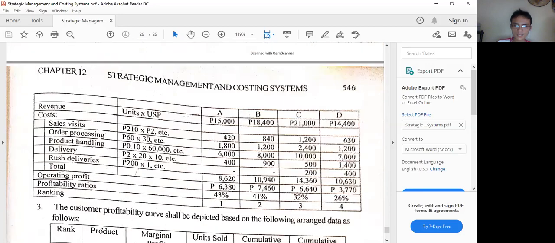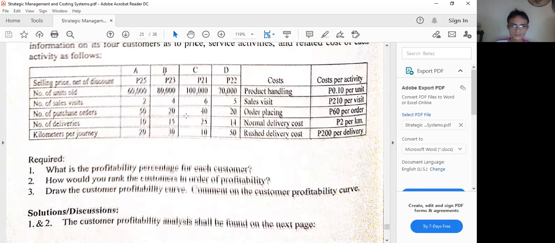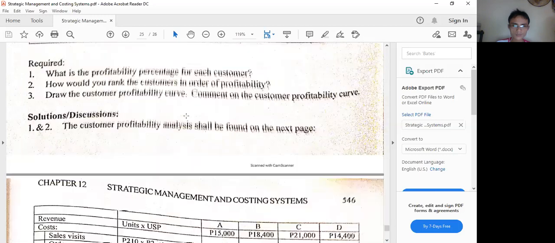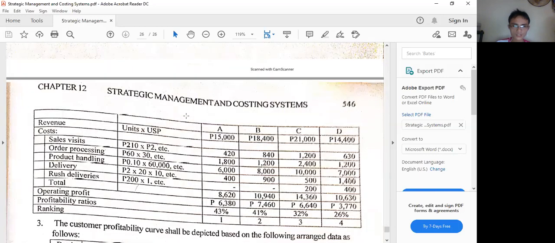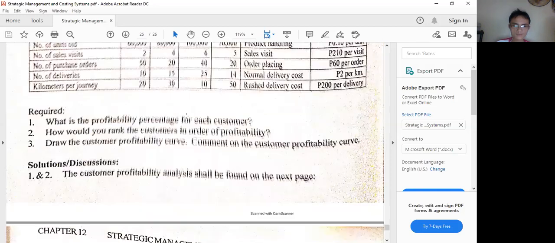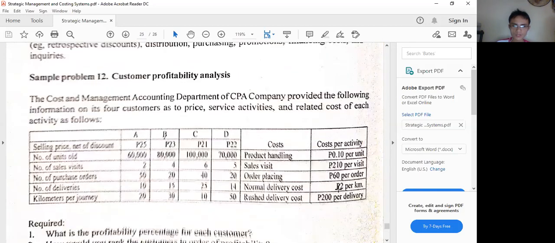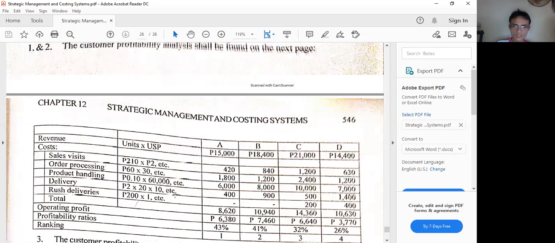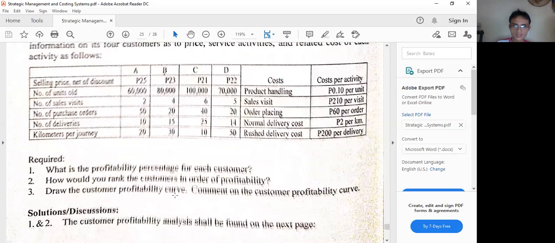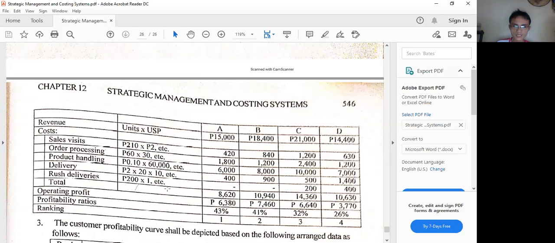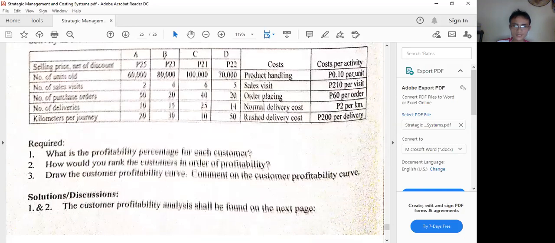2 times 10, then the normal delivery cost and the kilometers per journey. So let's check. Delivery is 2 per kilometer. So 2 times 20 times the number of deliveries. So that's why it is shown here. For product handling, that's 0.10 times the number of units. So if you can notice, they're aligned.